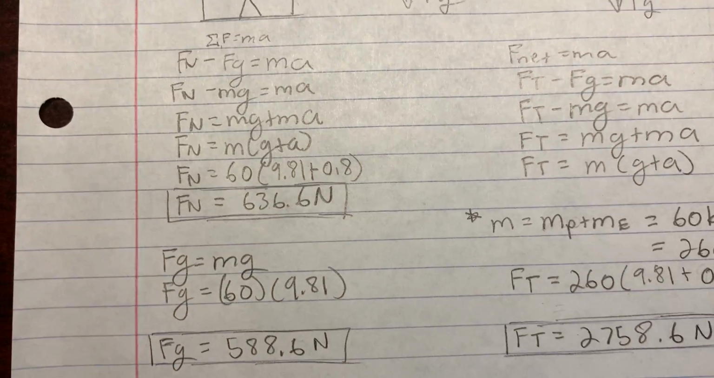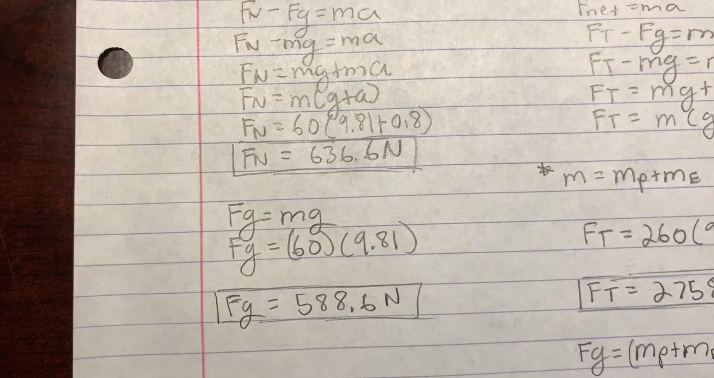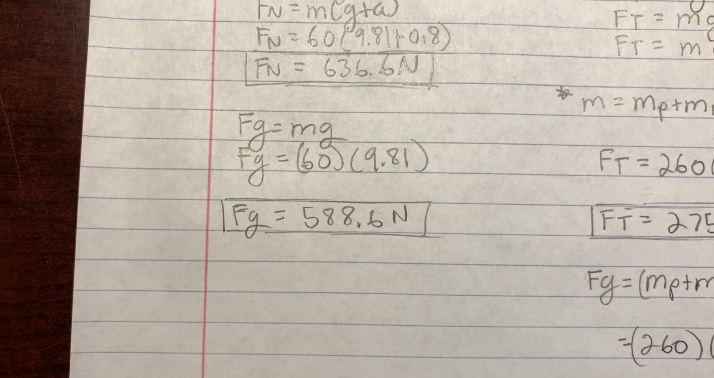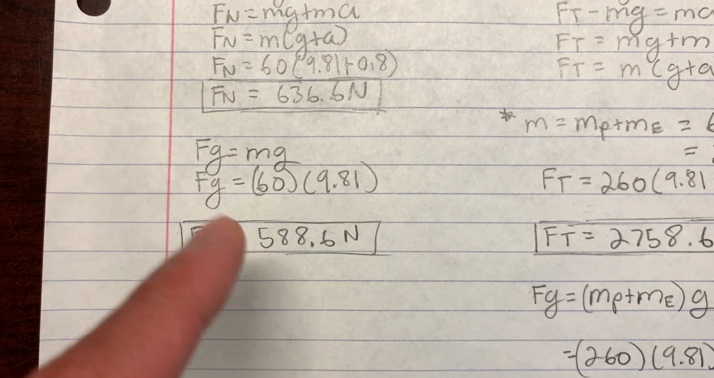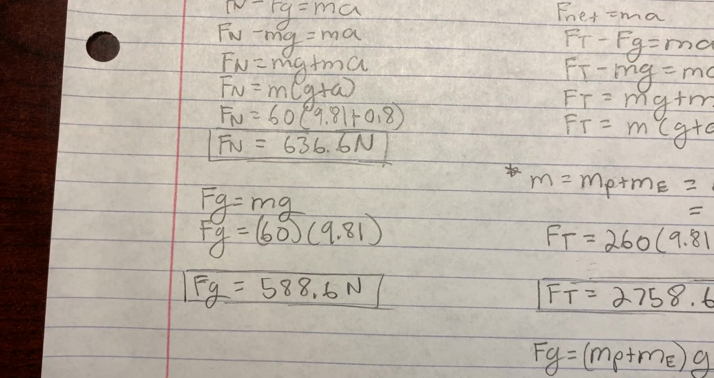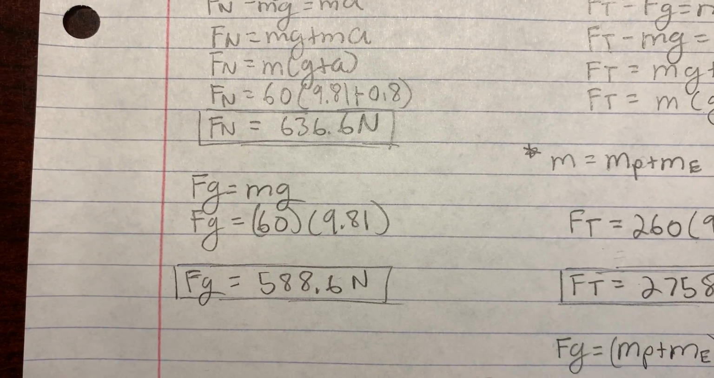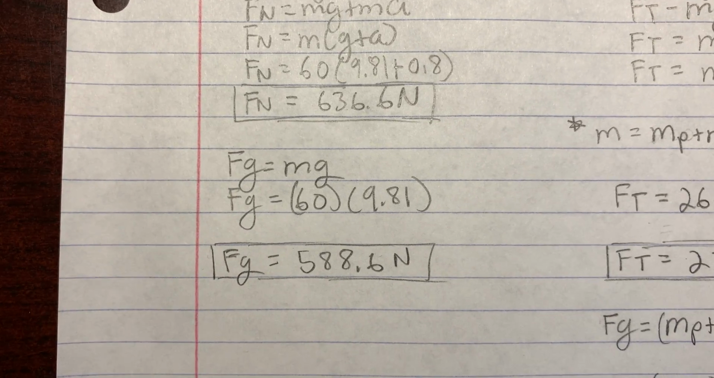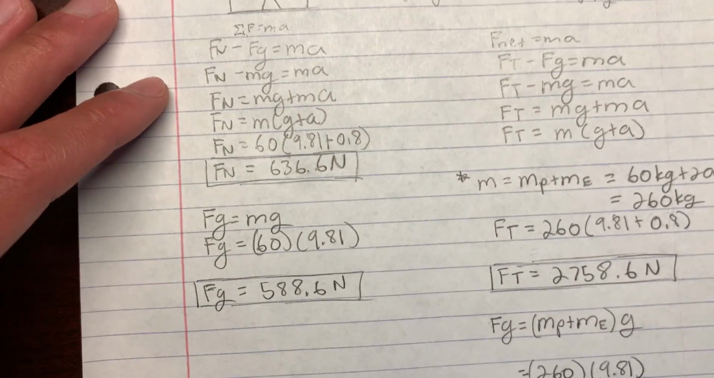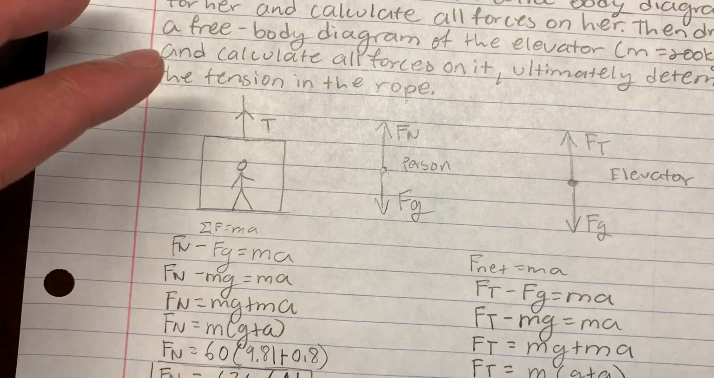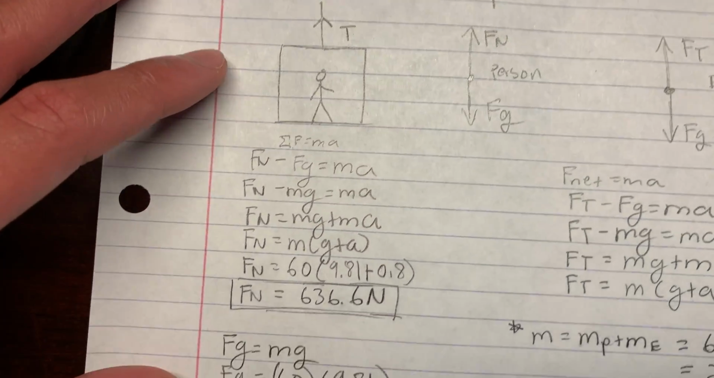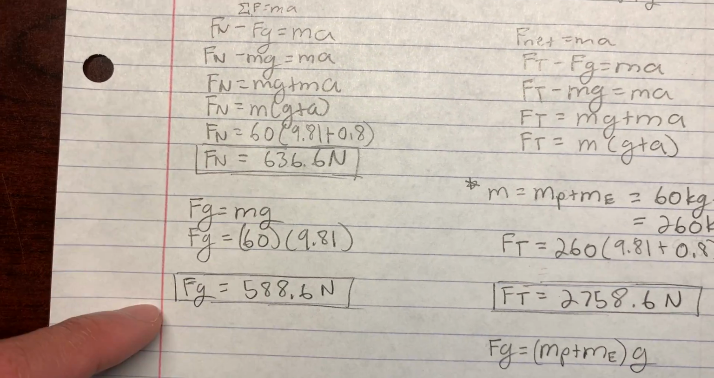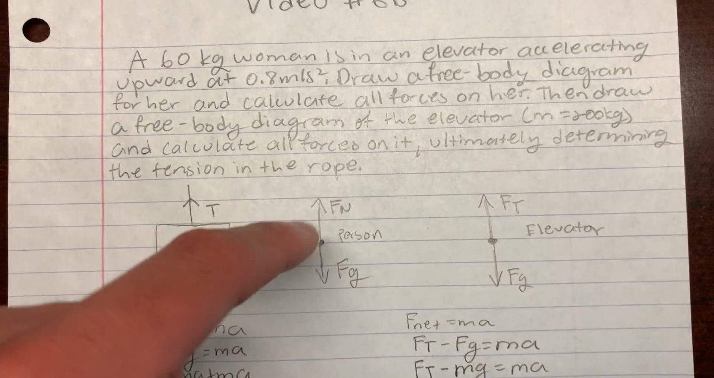We already solved for the force of gravity before we did the normal force, but I'll put it here. The force of gravity is equivalent to mg, as we stated before, which is just the mass of the person times the gravitational acceleration, 9.81 meters per second squared. So the normal force is bigger than the force of gravity since the person is going upward in the elevator and pushing down harder. So that's the normal force and the force of gravity of the person.